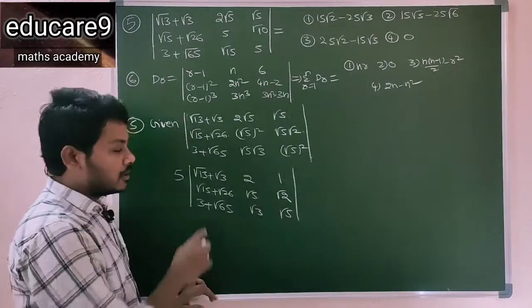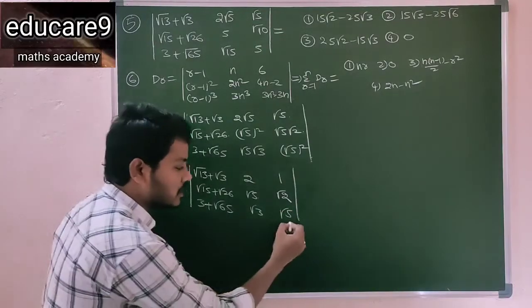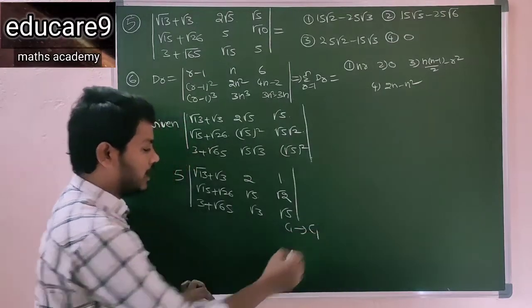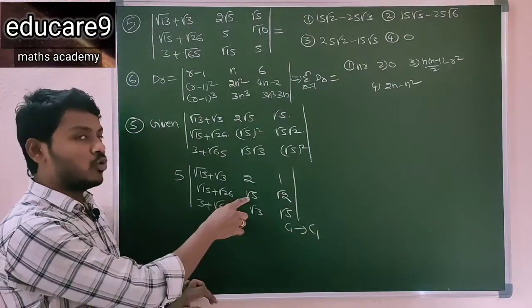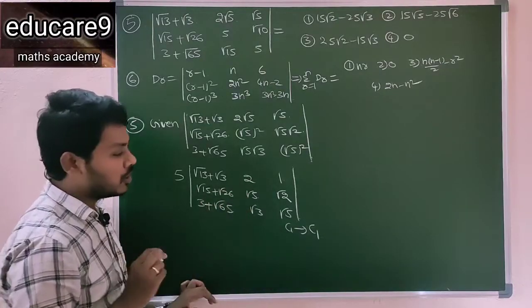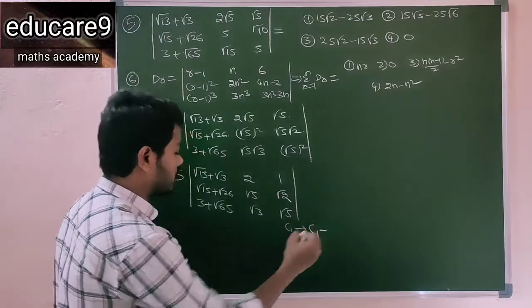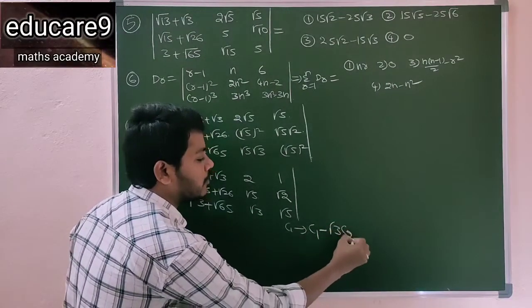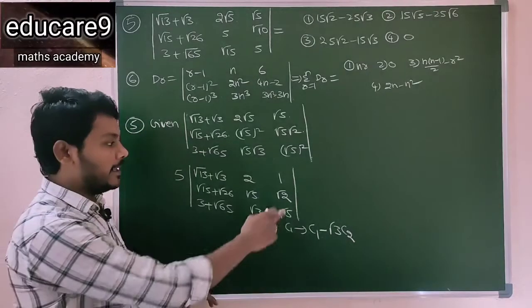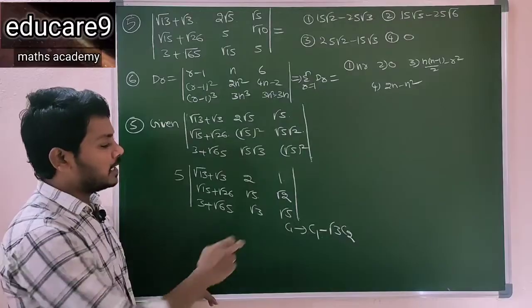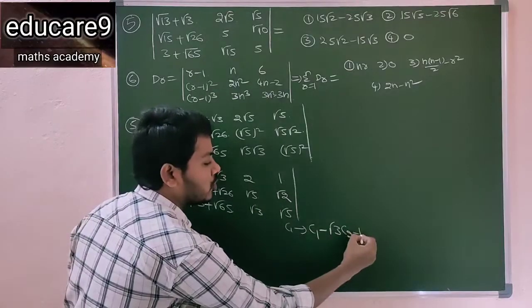See here this C1 changes to C1 minus. So here root 5, here root 15. So multiplying second column with root 3, so root 3 C2. And here root 2, here root 26. So multiplying third column with root 13.